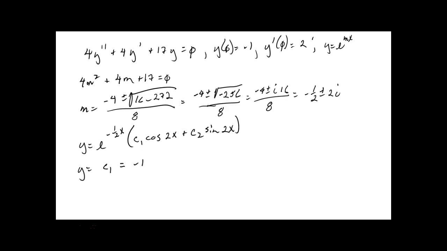What do we do next? We would plug in negative 1 for C1. So this is equal to e to the minus 1/2 x times minus 1 cosine 2x plus C2 sine 2x. Is that what you were suggesting? Okay. Now what do we do with that?